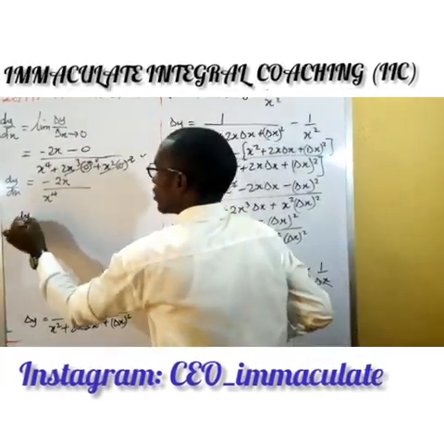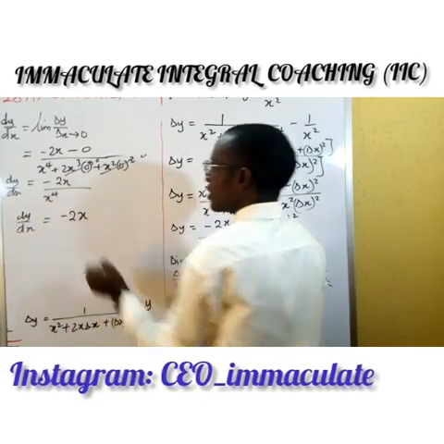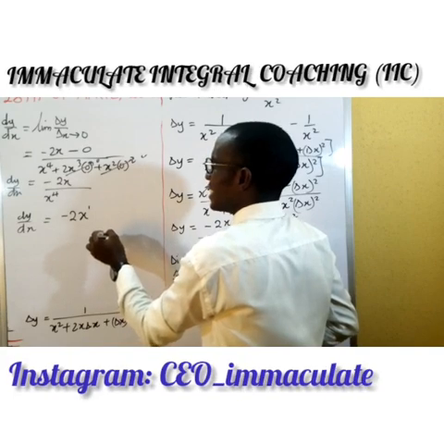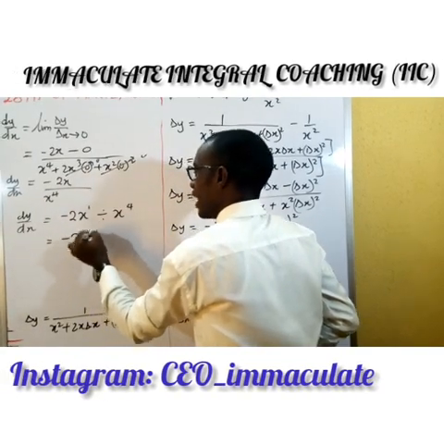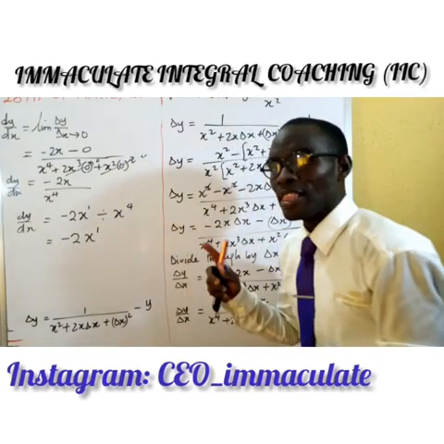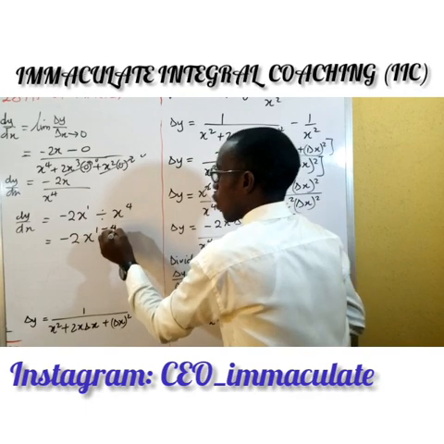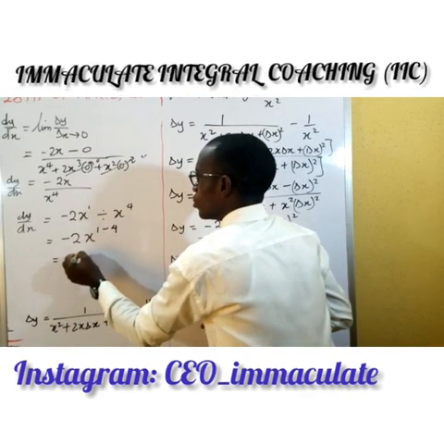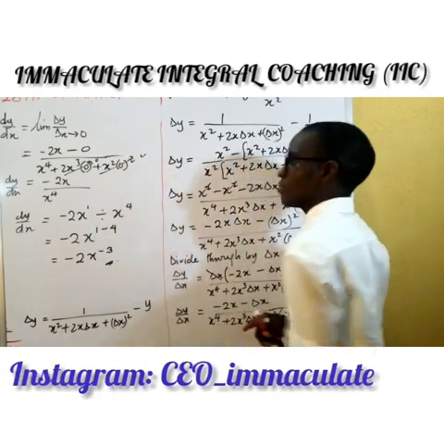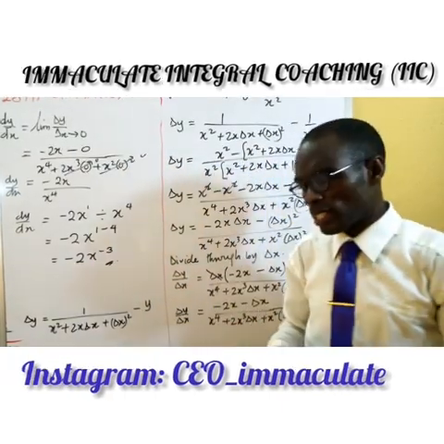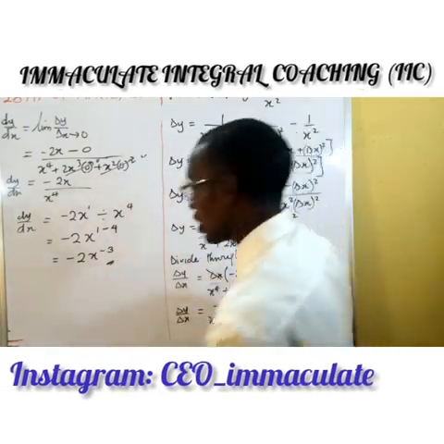So from here, dy/dx equals minus 2x, this x is to the power 1, divided by x to the power 4. Minus 2 x to the power 1, division will change to minus at the numerator, which is minus 4, because what? Minus 2x to the power what? Minus 3. This is the answer. But let's check using the general rule.